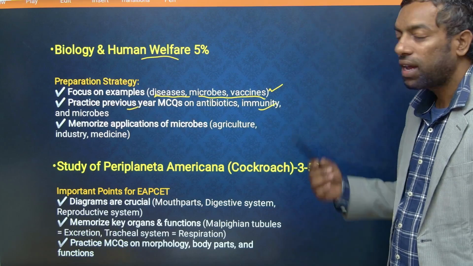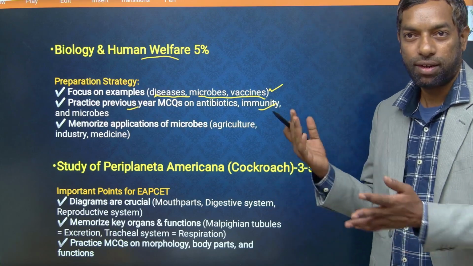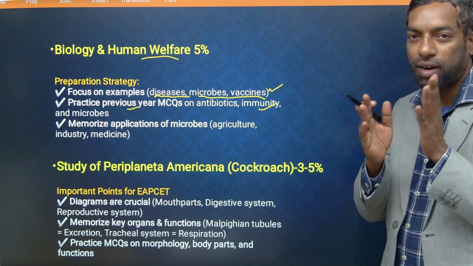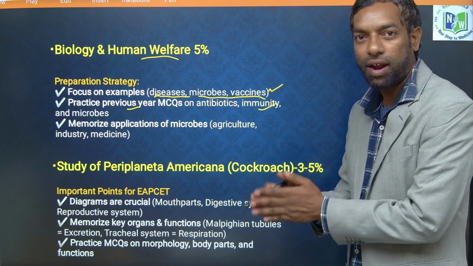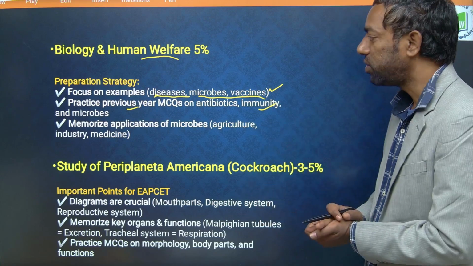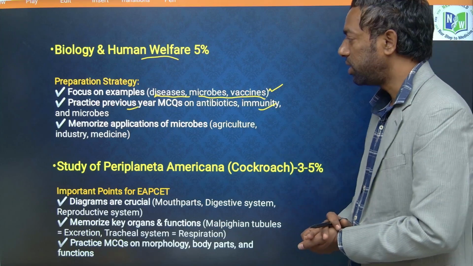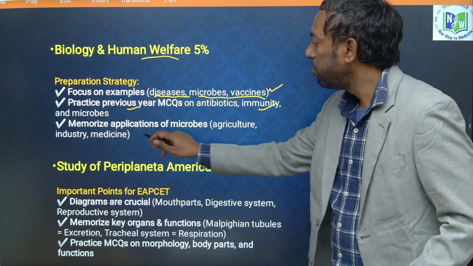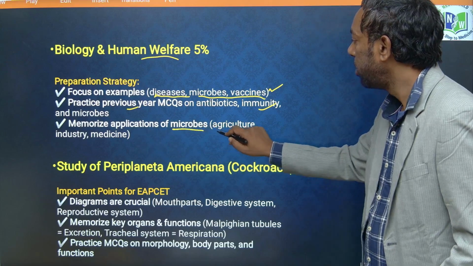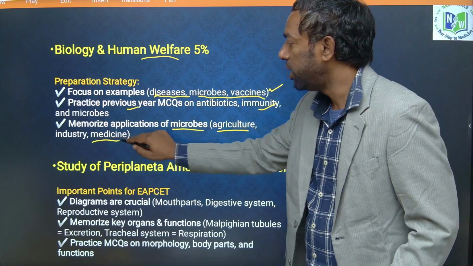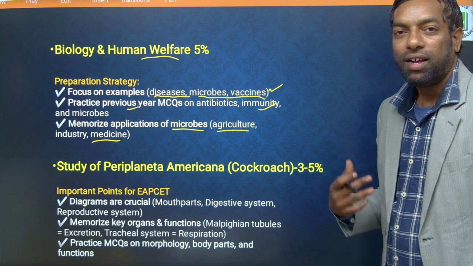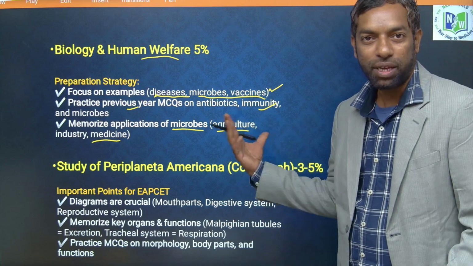Okay, they can confuse you with match the following, with one side disease and one side organisms. They can ask you such questions. So in that way, you must come across previous year questions. And memorize the application of microbes in agriculture, industry and medicine. You have to go through that. Application oriented questions will come in this chapter.